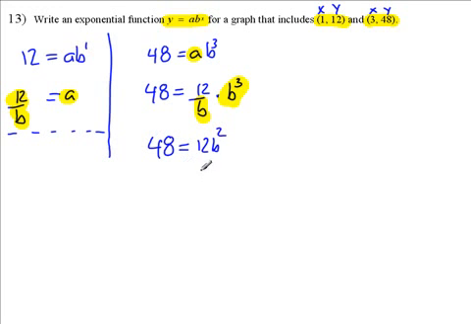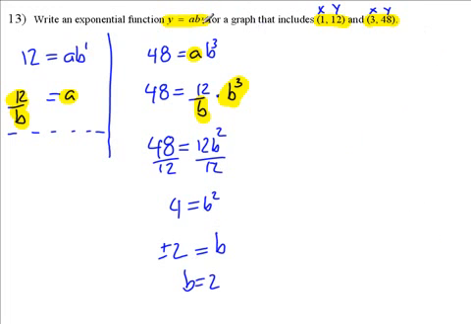If I divide both sides by 12, I can start to solve for b. 48 divided by 12 is 4 equals b squared. What's the square root of 4? It's either plus or minus 2, right? But for an exponential function, we can't use a negative, so b is 2. I know the b value that needs to go in here now. Once I can find the a value, I can write the equation.